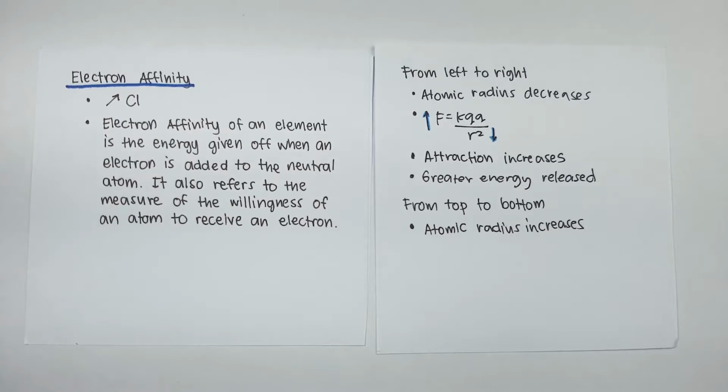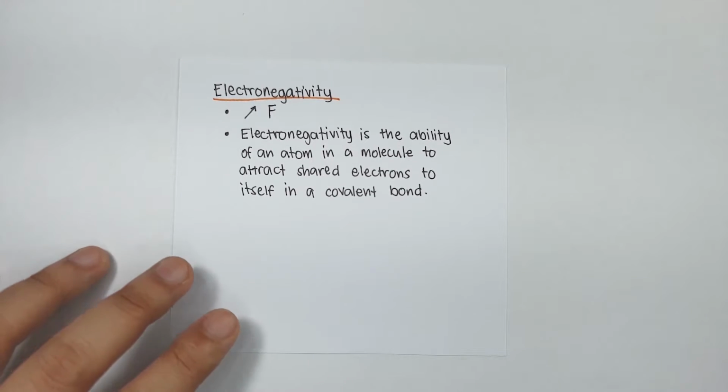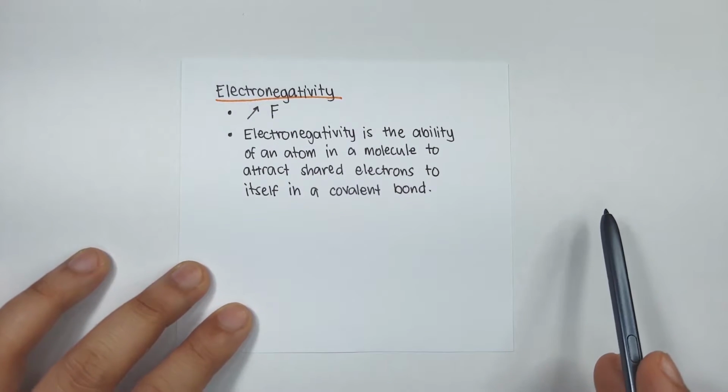Now, di ba from top to bottom, atomic radius increases. F equal to kQQ over R squared. Kapag mas malaki yung distance, mas hihina yung attraction. Kapag mas mahina ang attraction, mas maliit yung energy released, hence mas mababa yung electron affinity. And the last trend is yung electronegativity.